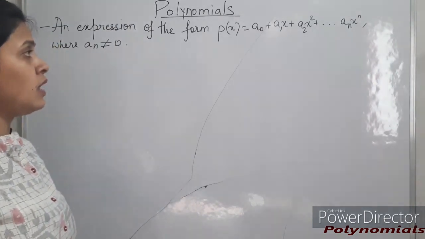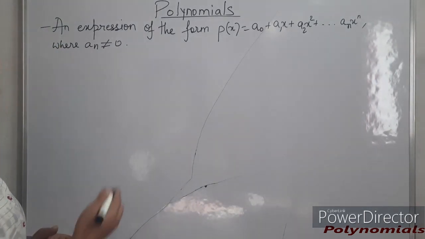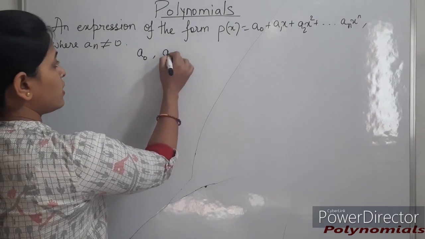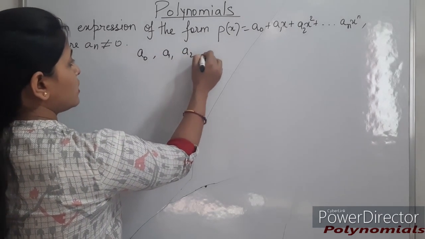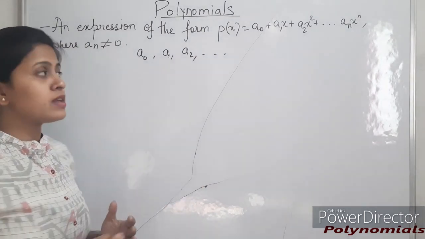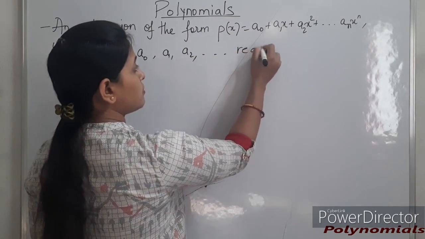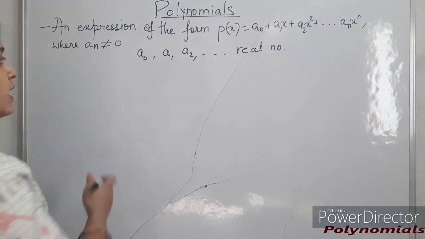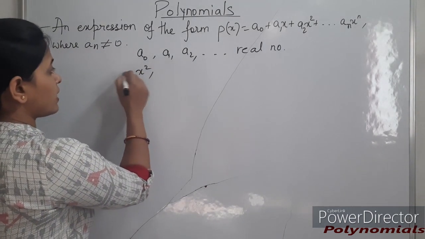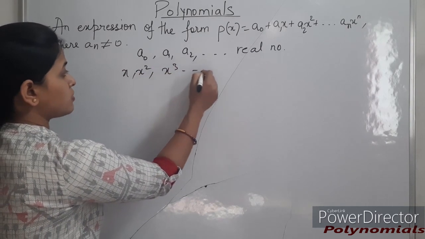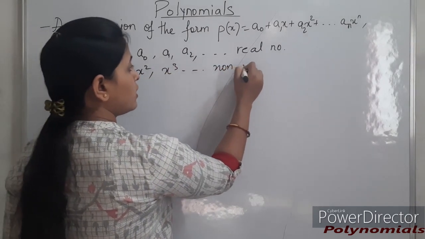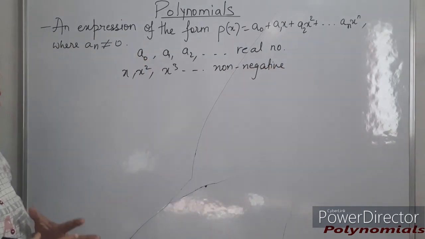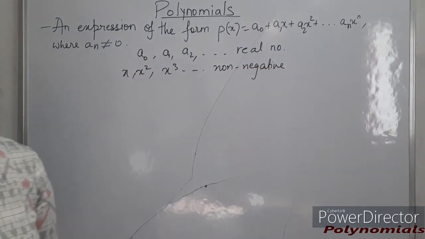Here a0, a1, a2, these all are real numbers, and all the powers of x, like x square, x cube, they all are non-negative. So these are the polynomials.